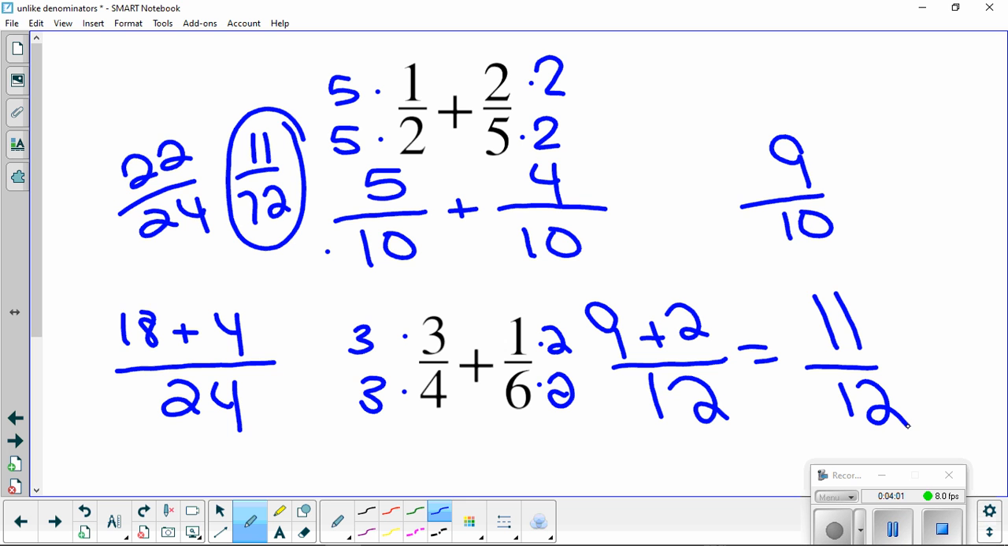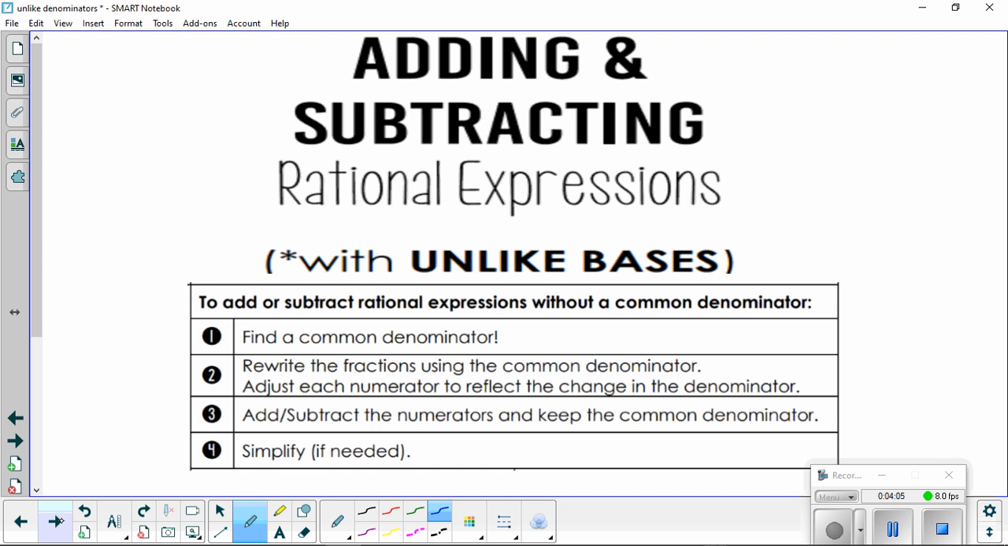Let's now throw some letters in there. That's really all algebra does. It takes this and throws some letters in. Let's do it. Real quick, adding and subtracting. Here are our steps. Number 1, find the common denominator. You know that. Nice and easy.